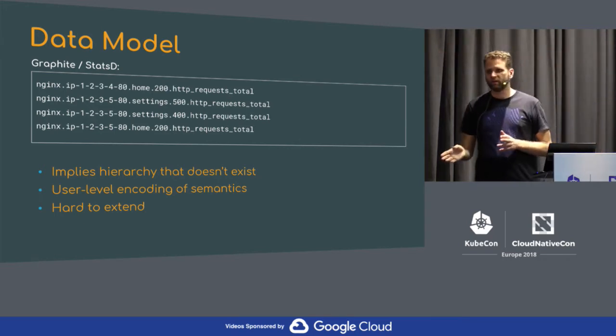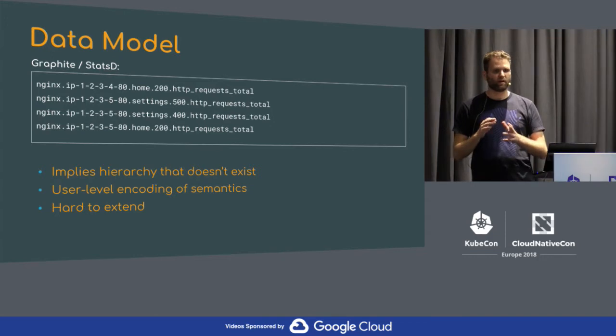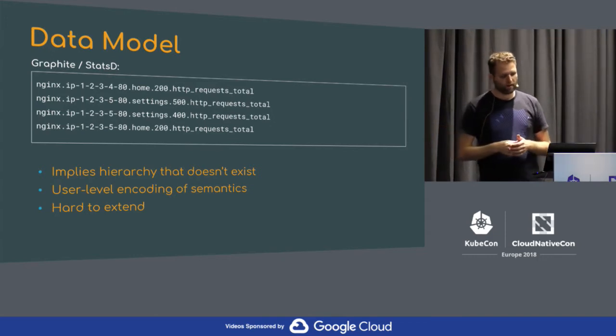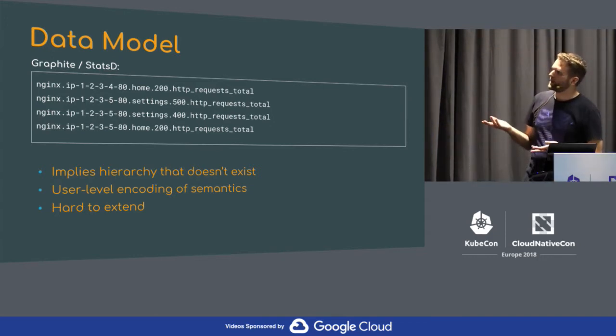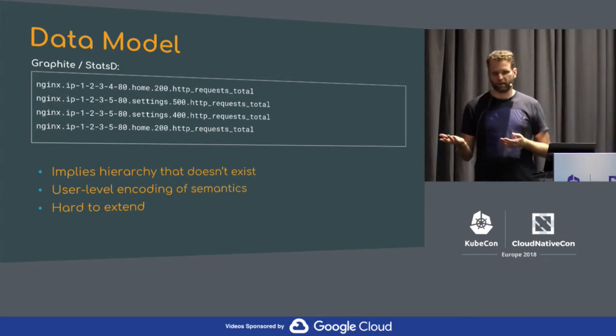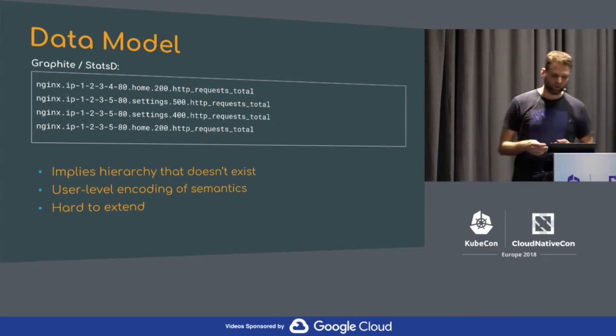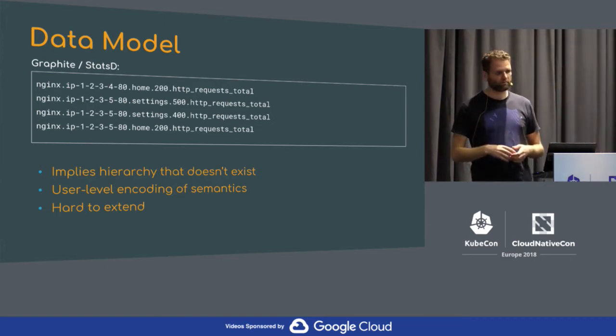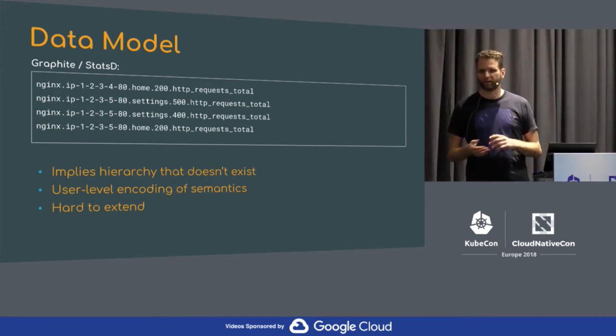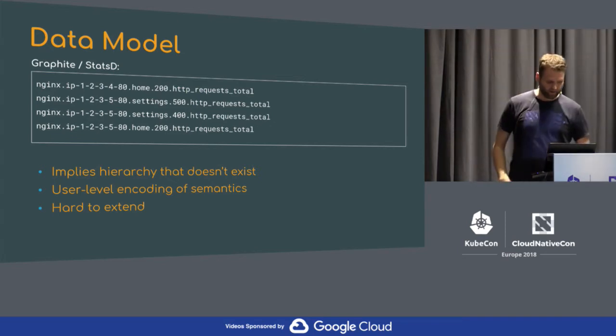But the hierarchy here is implied and implicit. You need to know what each component means. Why would the status code be lower in the hierarchy than the path, for example? Or why wouldn't the host come first? Also, if you add another component, would you add it at the end, in the beginning, somewhere in the middle? It's hard to extend as well.